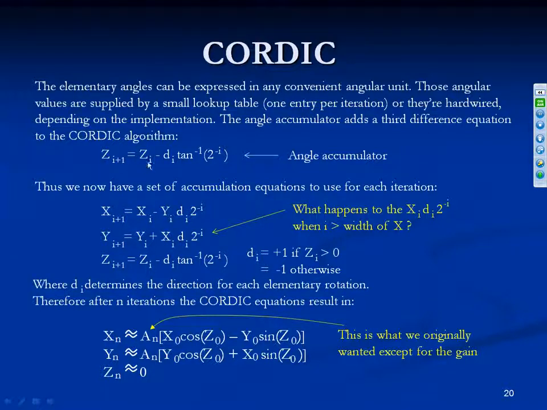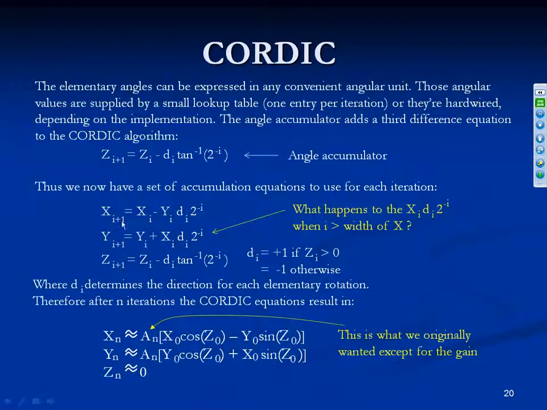So here we have z of I plus 1 equals our current angle minus d sub I times the arctangent of 2 to the minus I. So this is known as our angle accumulator. And ultimately, as we get to the very end of the iteration, it approaches 0. Thus, we now have a set of accumulation equations used for each iteration. The goal was to pull out those k sub I terms so that we don't have any multiplies during each iteration. So here we have our x, y, and z equations for each iteration.